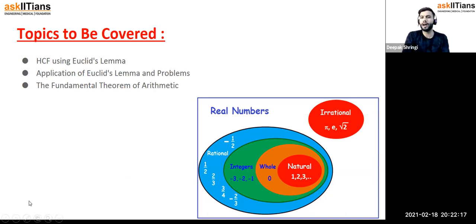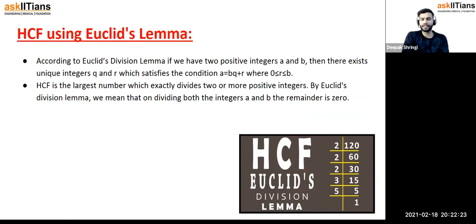Guys, in Euclid's lemma, in the previous class, we already understood that any number a can be written as bq plus r, right? Basically there are two positive numbers a and b, so that a can be written in the form of b, right? And we also understood that q is the quotient and r is the remainder, right? And the remainder is always lesser than the divisor, and it is always more than or equal to 0. Here there is a problem: it will be 0 less than or equal to r, and r will be lesser than b. It cannot be equal to b, right? That's something wrong over there.